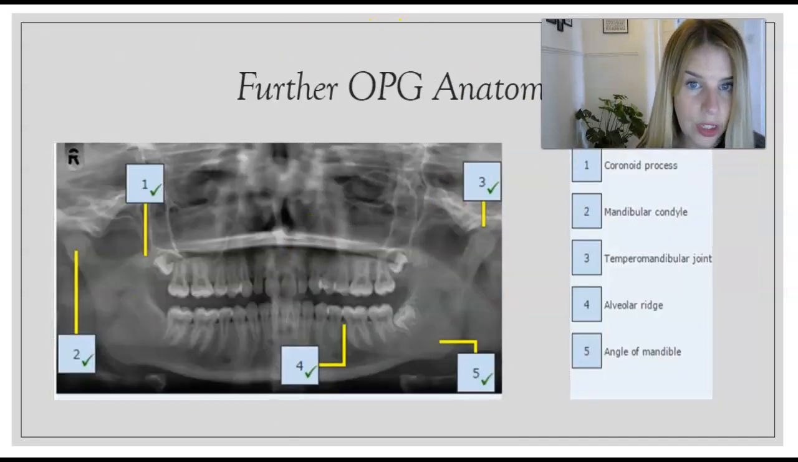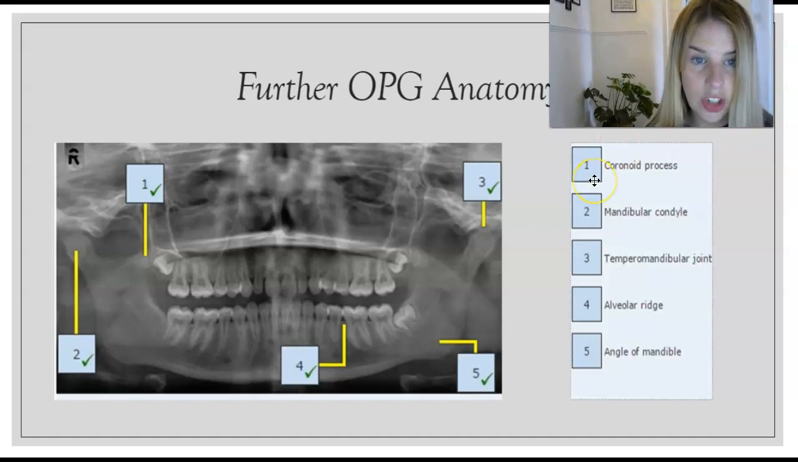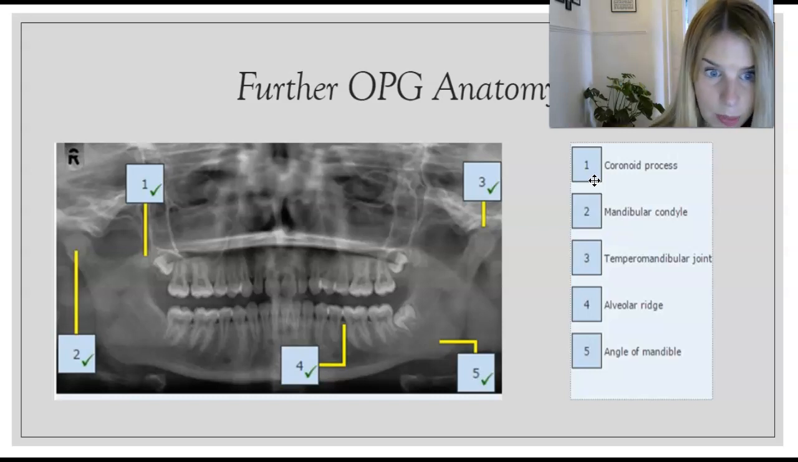You can also look at the bone, which is really interesting for us, obviously. So you can see number 3 there, you've got the temporomandibular joint, so where the mandible meets the temporal bone. You can see number one, you've got the coronoid process. You can see the angle of the mandible really well as well in number 5 there, and the alveolar ridge. So it is a really good overview of the mandible bone.